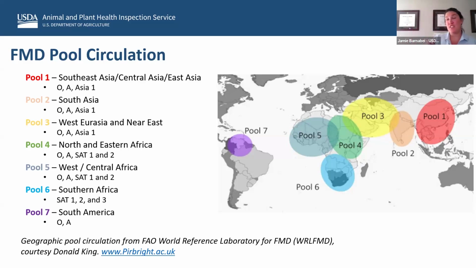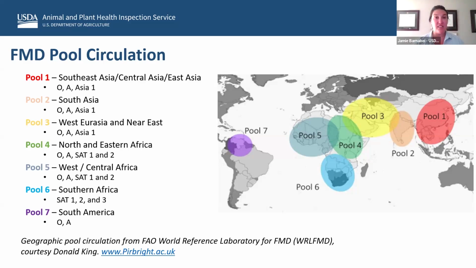So if you look at this, you can see pool 1 in red is Southeast Asia, Central and East Asia, and we typically see serotypes O, A, and Asia 1. That's similar for pool 2, which is kind of that orange tan color. That's South Asia, same kind of serotypes that tend to predominate there. Pool 3 is in yellow. This is West Eurasia and the Near East. Again, same 3.